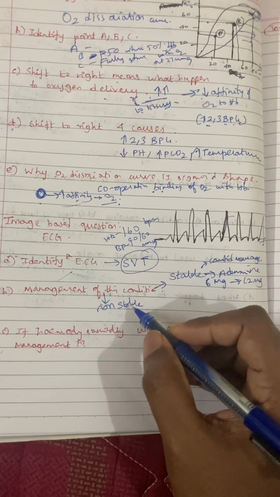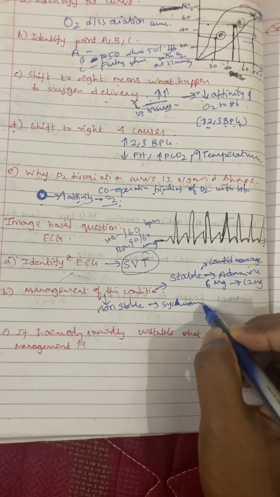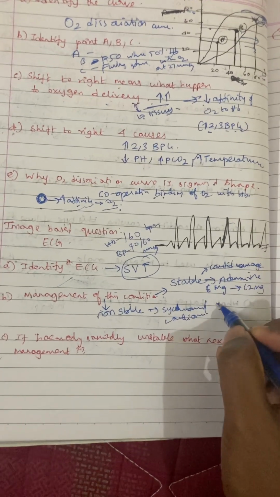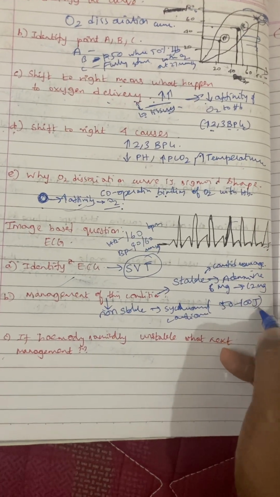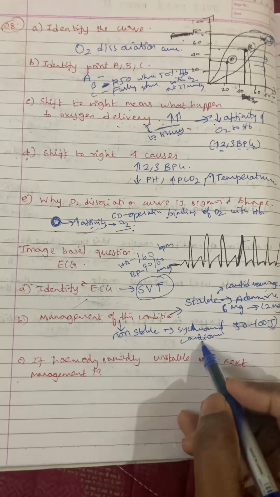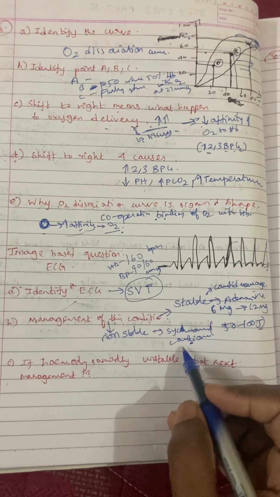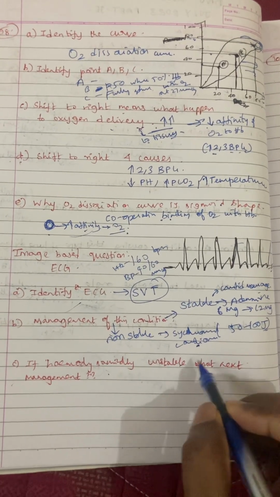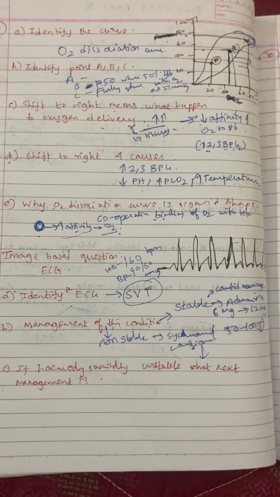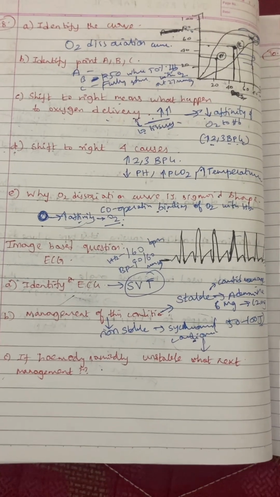If the patient is unstable, then go for synchronized cardioversion of 50 to 100 joules. You have to give the shock correlating with the R wave of the ECG. If the patient becomes unstable, what is the next management? Just a shock, cardioversion. That is the answer for the third question also. So more or less they ask the same in the second and third question. Answers will be the same.